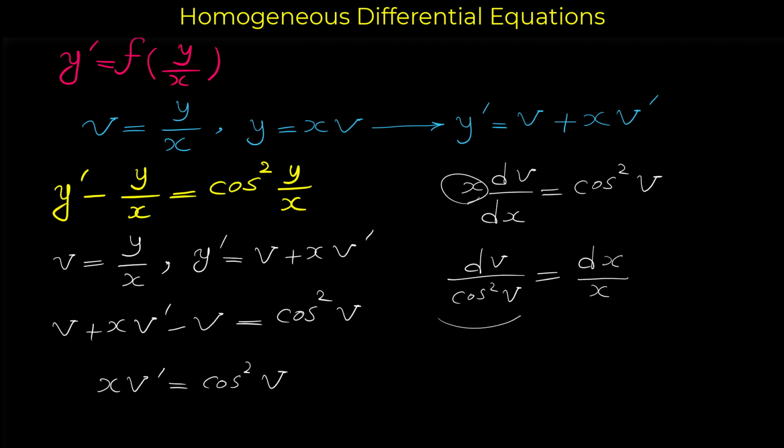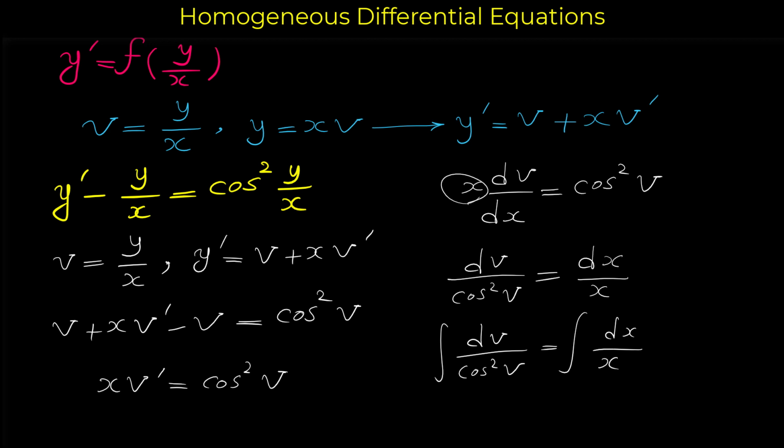As you can see here, v is on the left side and every x is on the right side. So we have separated v from x. If you remember, for solving separable differential equations, we have to integrate both sides of the equation. So for finding v, we integrate the left side and the right side of the equation.